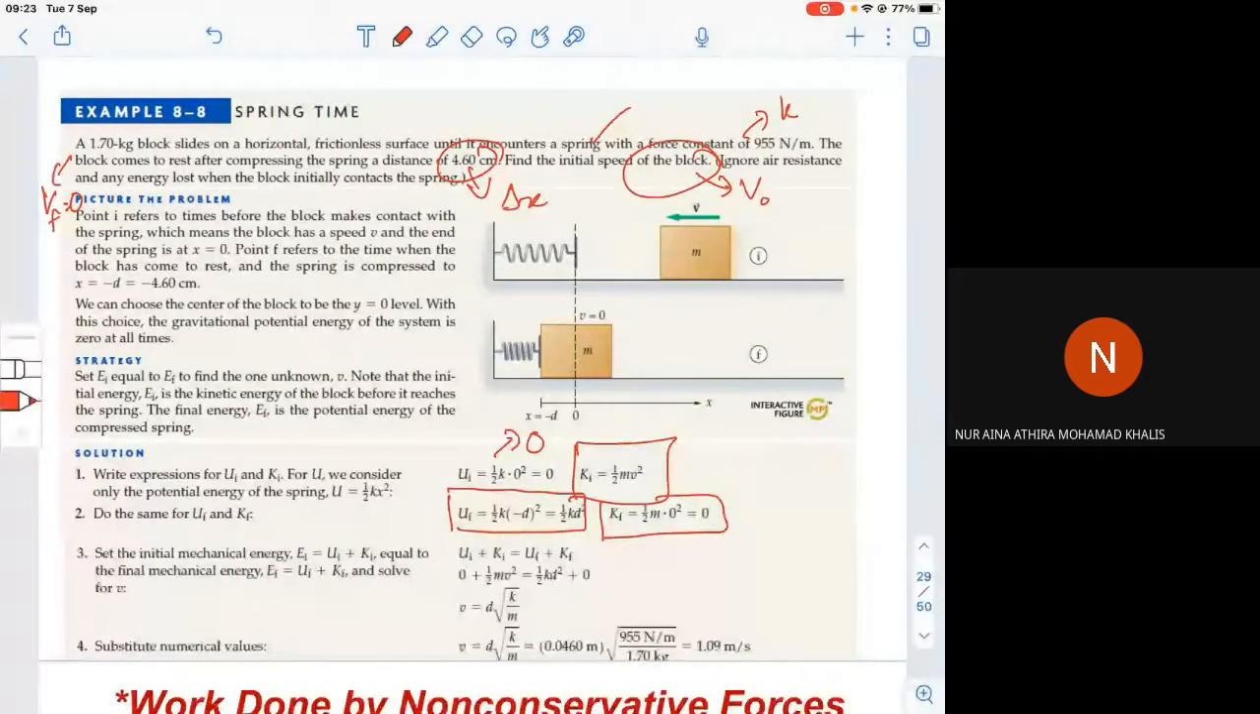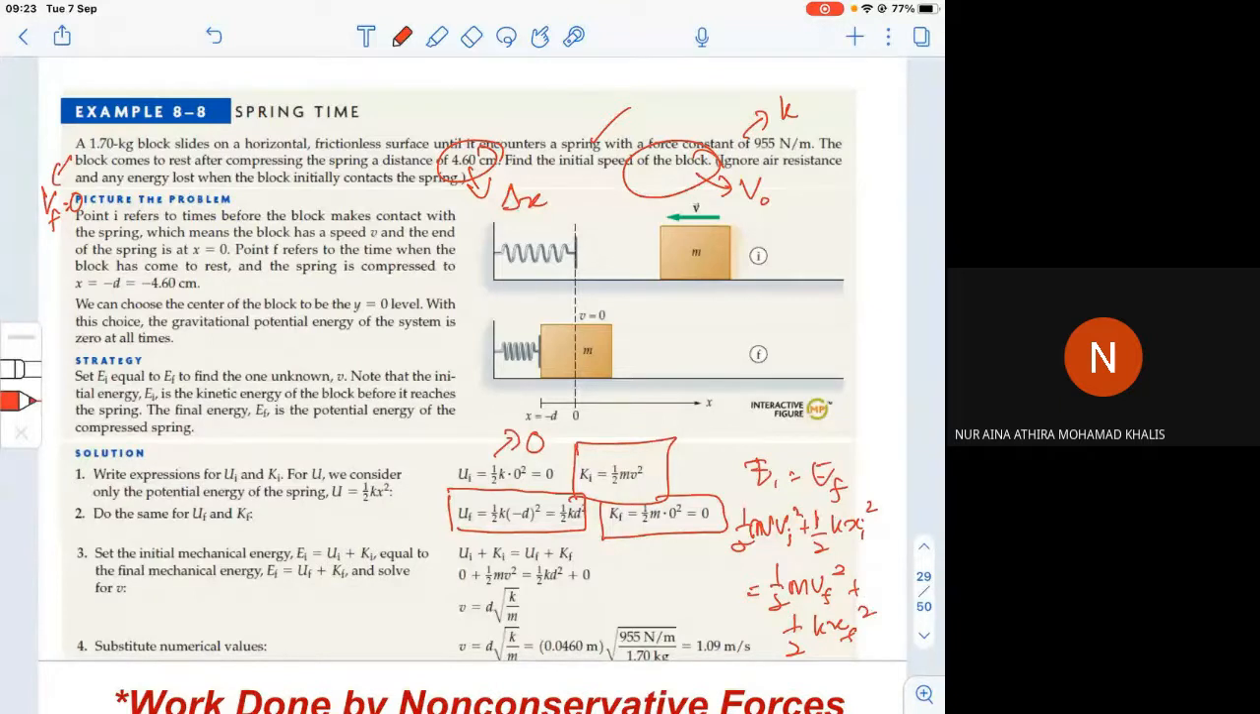So that's why we can say that we start from energy initial equals energy final, but right now it just involves half m v initial squared plus half k x initial squared equivalent to half m v final squared plus half k x final squared.